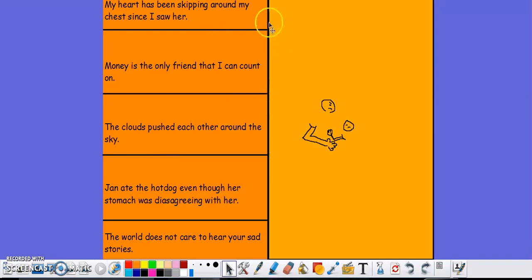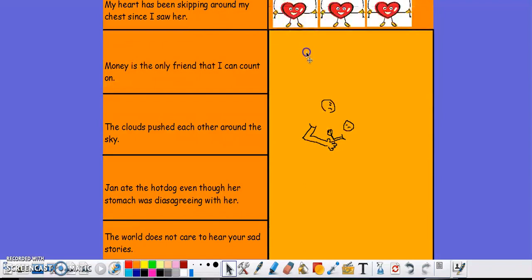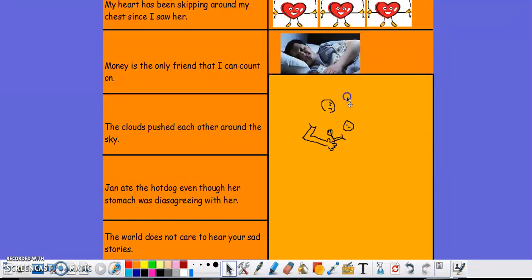Here are more examples. My heart was skipping a beat in my chest when I saw her. It may look like something like this in your mind, a heart jumping rope, but really it just means that your heart pounds a little bit faster based on your feelings for the person that you're looking at. Money's the only friend I can count on. Well, money can't actually be a friend, but perhaps you visualize someone like this gentleman who's obsessed with his money, and that's because the personification helps us visualize something interesting, something funny and unique.